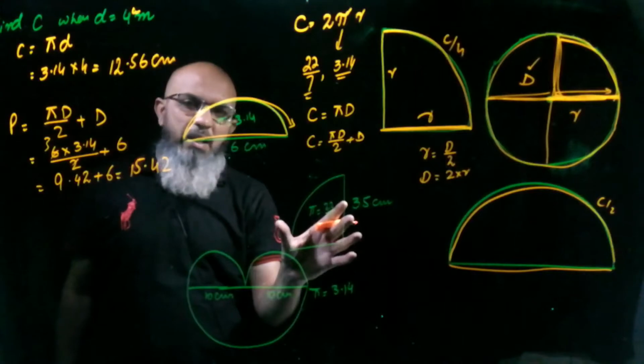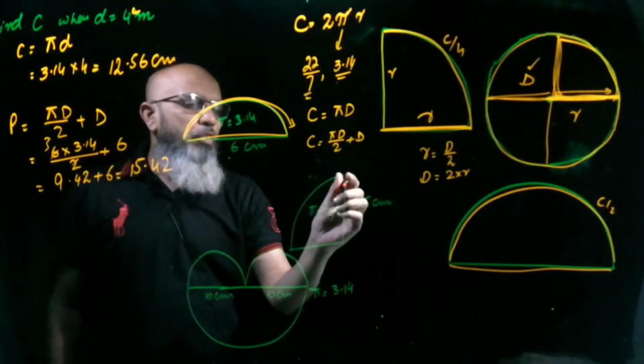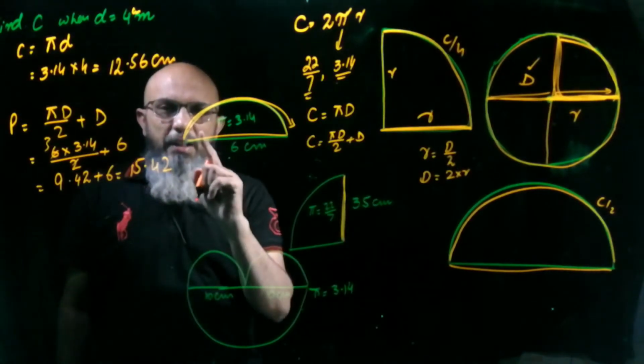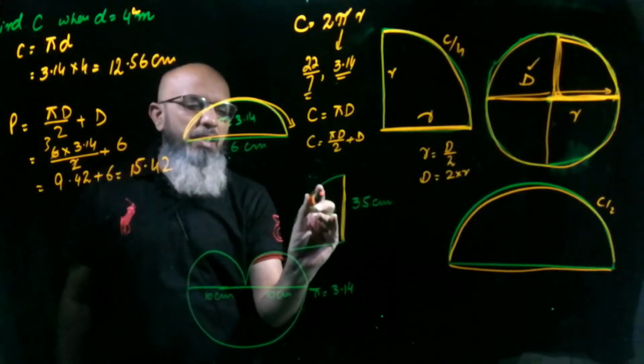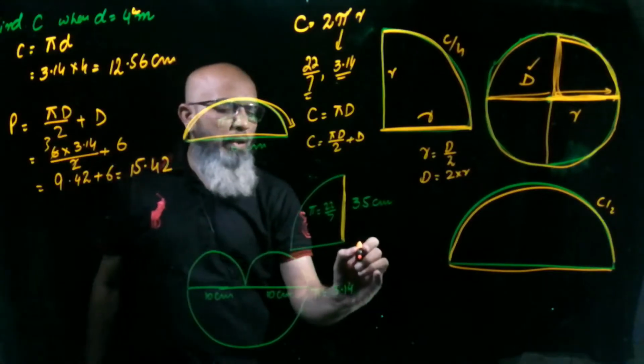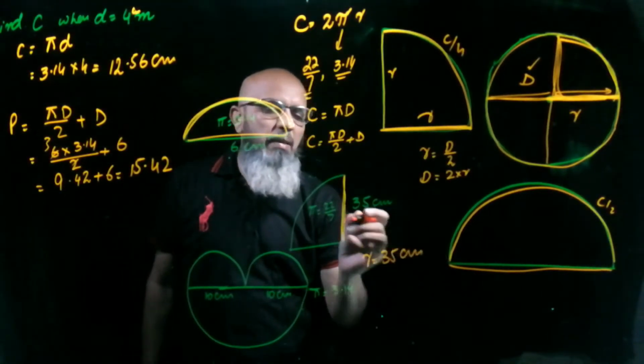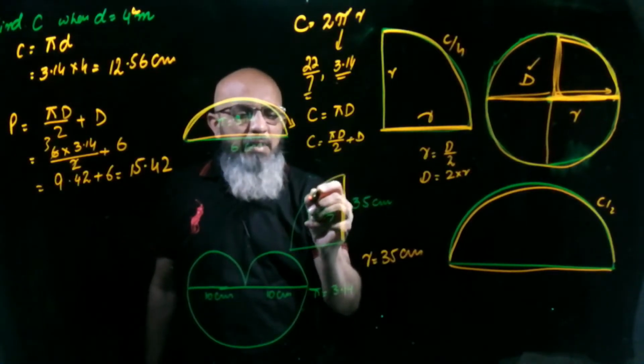So come to here, that is a quadrant. Okay, so in the quadrant, what is this? Is that a radius or a diameter? That is a radius. It means in this question the radius is given to you. So the radius is 35 centimeter, and you have to find the perimeter of this shape.